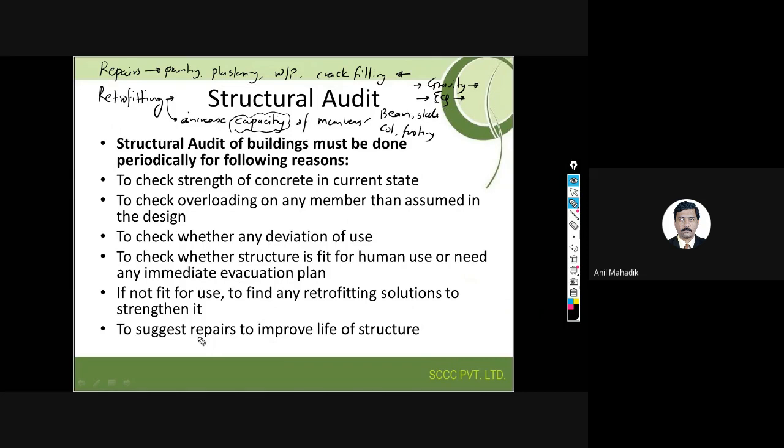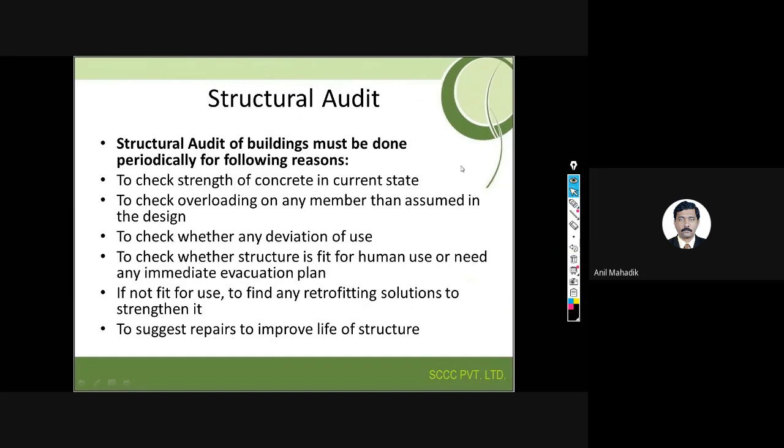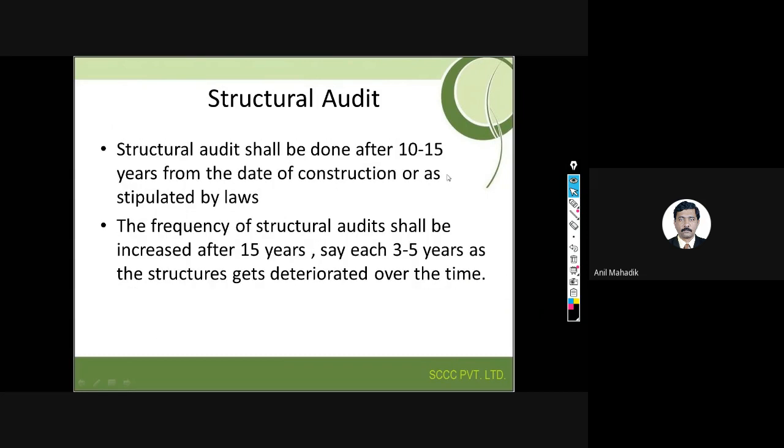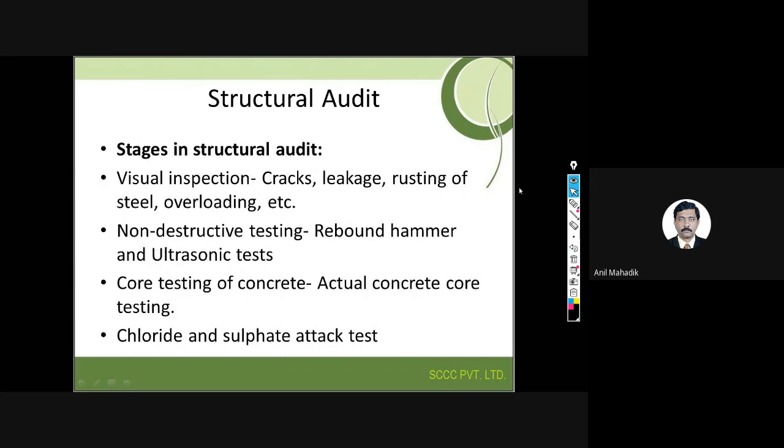So we generally give the suggestion of repairs and retrofitting in a structural audit. So what steps are there in structural audits? There are generally 3 steps. There are many other tests also. One is the visual inspection.